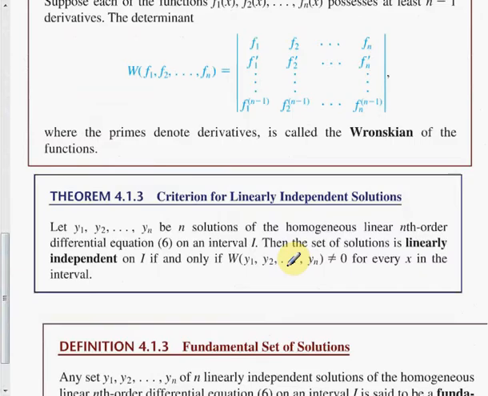Well, the contrapositive is true. That is, if the Wronskian is equal to 0, the functions are linearly dependent. Right? Stands to reason. If the Wronskian is equal to 0, the functions are linearly dependent. If the Wronskian is not equal to 0, the functions are said to be linearly independent.